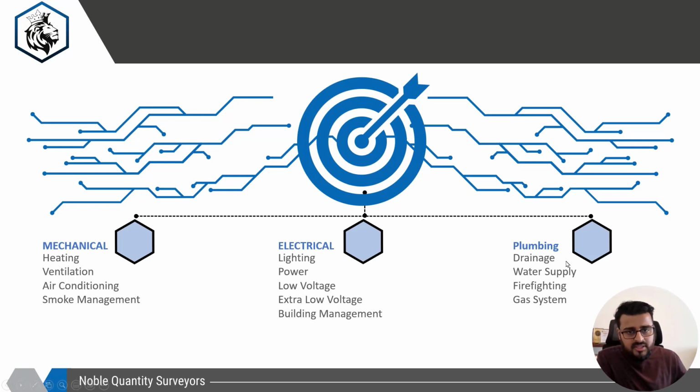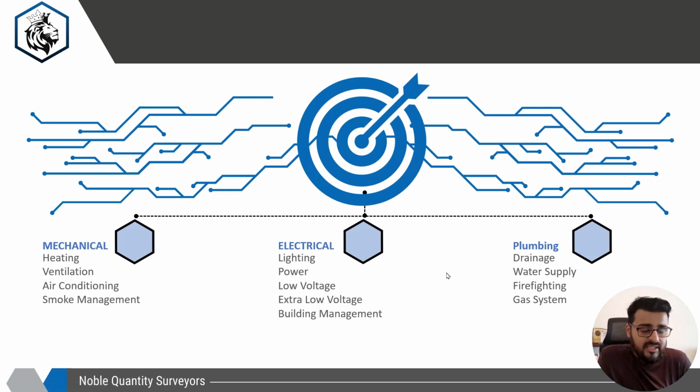So what are the mechanical works for the building? They are associated with heating, ventilation, air conditioning and smoke management systems. So mechanical is known as HVAC systems, which covers heating, ventilation and air conditioning together with smoke management. Smoke management is a special system which will be used for the basement extract or kitchen extractor. The second system will be the electrical system.